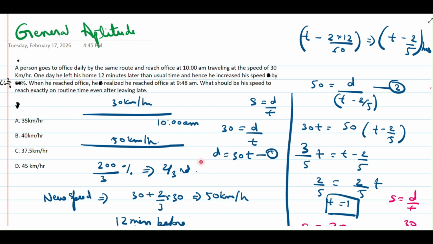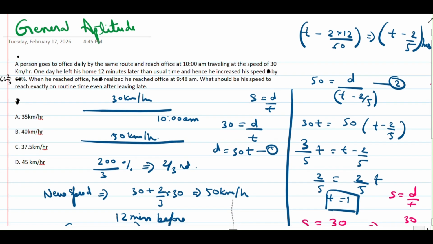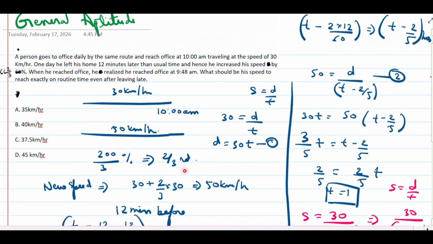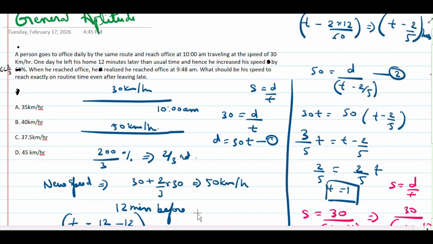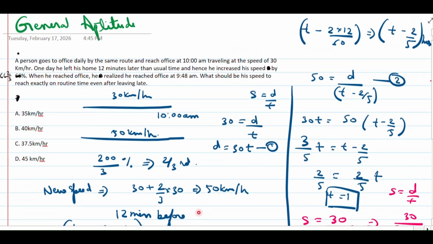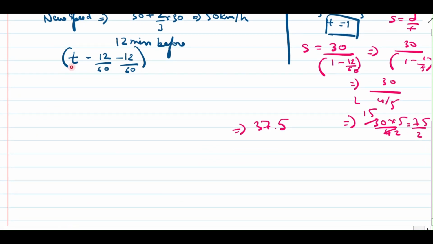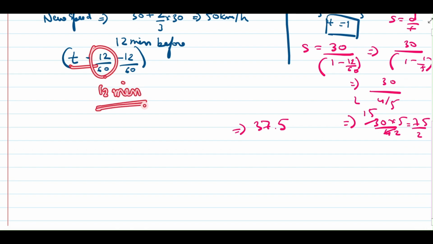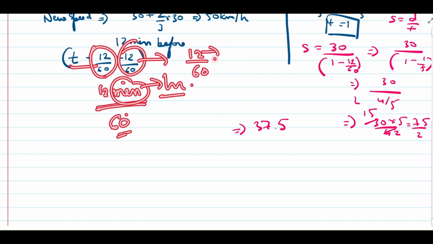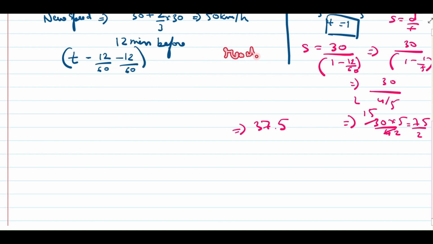So, first of all we need to account for his leaving late. The total time for the second trip would be t minus 12/60, because he was 12 minutes late at the starting point, and we divide by 60 because we need to convert minutes into hours. Then we subtract another 12/60, because he reached 12 minutes early, again dividing by 60 to convert to hours.